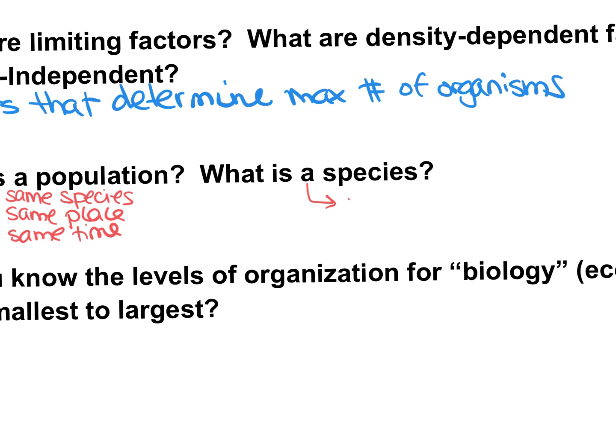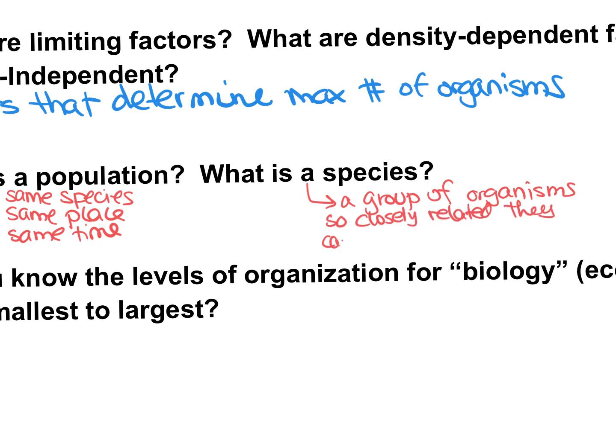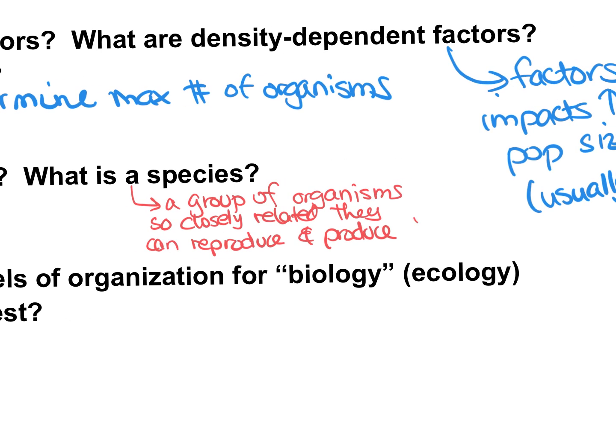A species is a group of organisms so closely related they can reproduce and produce fertile offspring. And you told me that that means that their babies can have babies.